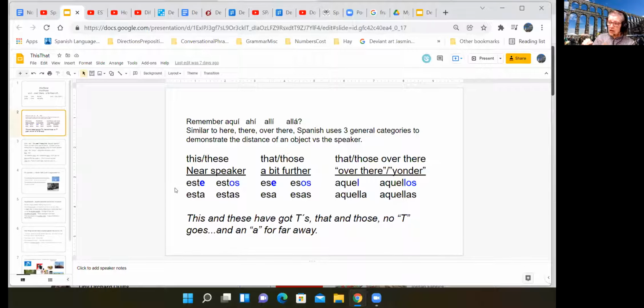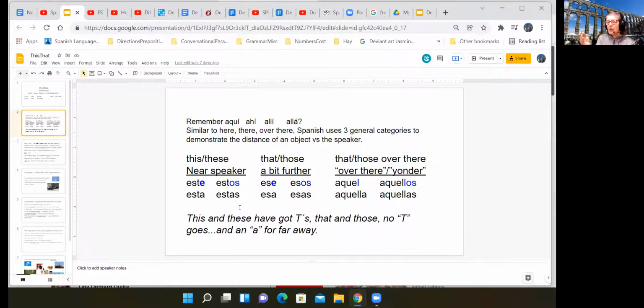Whereas the words here or there in Spanish don't necessarily talk about a thing, they do talk about distance. These also talk about distance, but distance pegged onto an actual physical thing or an actual physical person. So this and these, near the speaker, we've got este and esta. We have to have gender tagged onto these words, right? So este masculino, esta femenina, estos masculino plural, estas femenina plural.